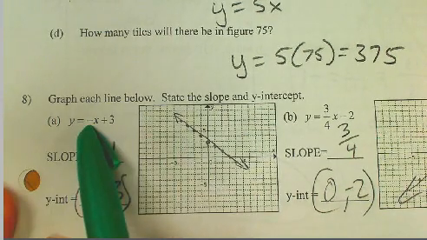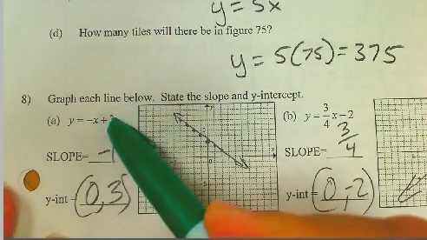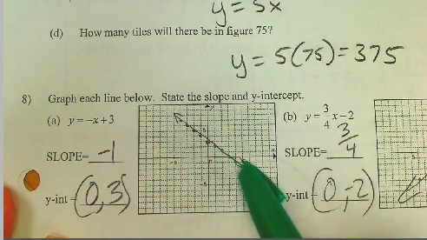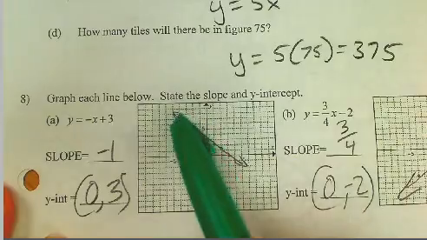Slope is negative 1. My y-intercept is 0, 3. Put a dot at 0, 3. Go down 1 over 1, down 1 over 1, down 1 over 1, or up 1, back 1, back 1.